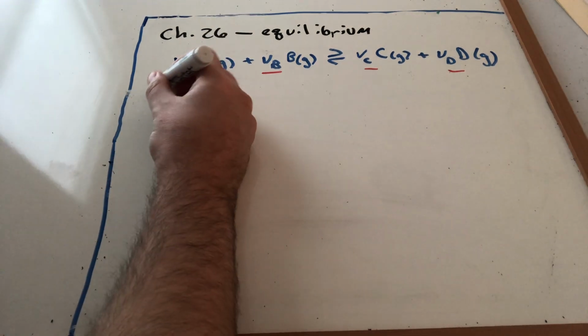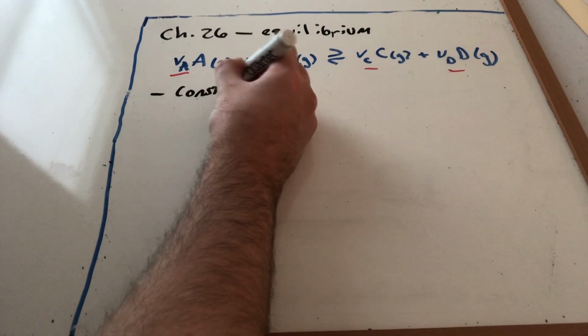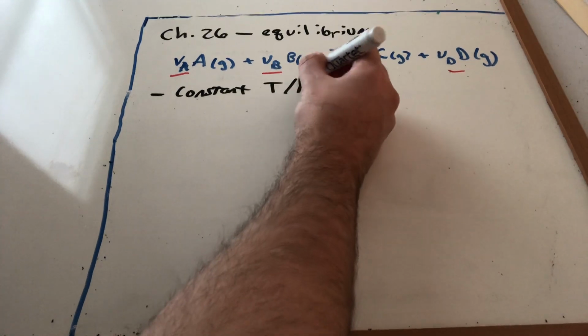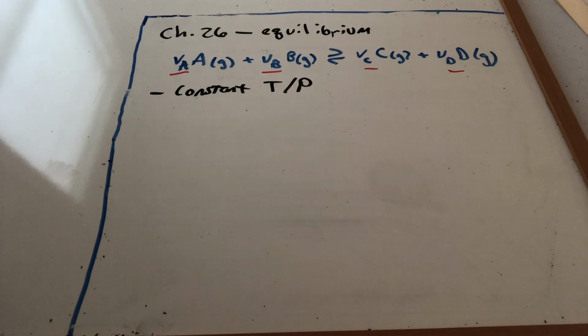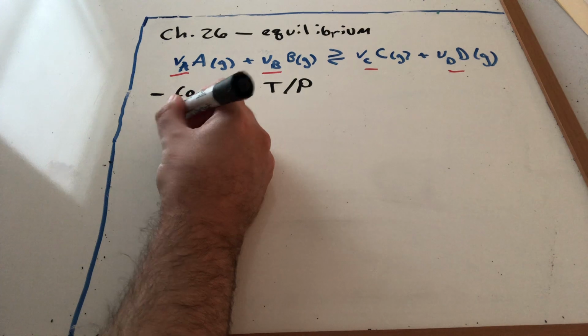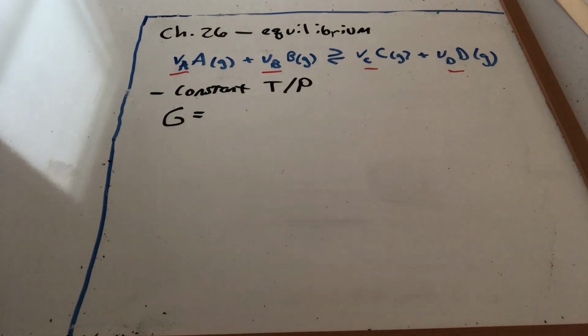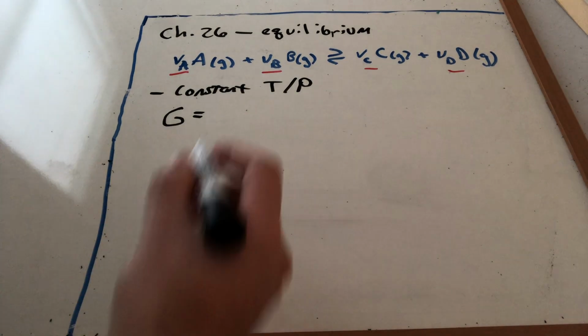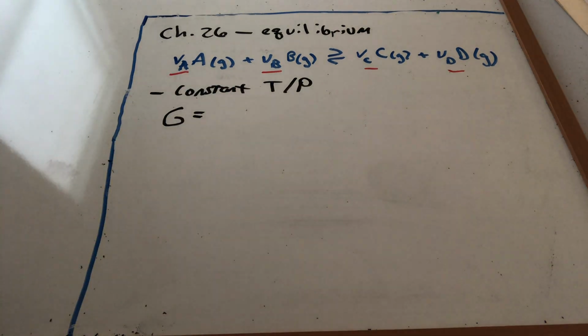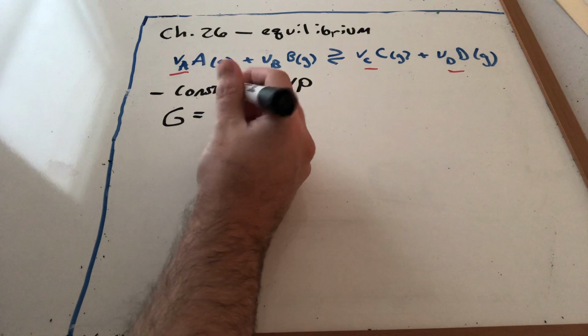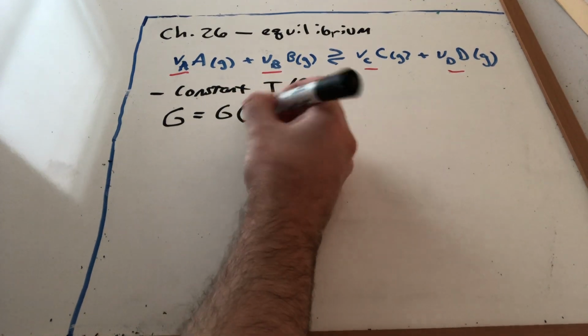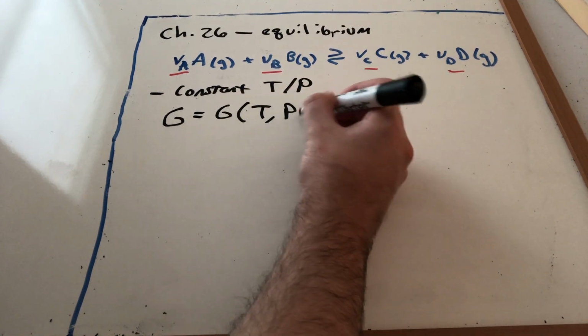So let's look at constant T and constant P, and let's think about what the Gibbs energy is for this situation. Why is the Gibbs energy important under these conditions? This is what's going to dictate spontaneity. Our G, we know, is a function of natural variables T and P.